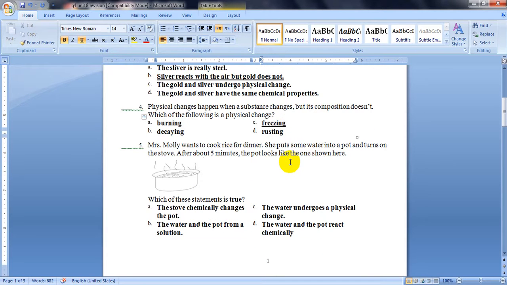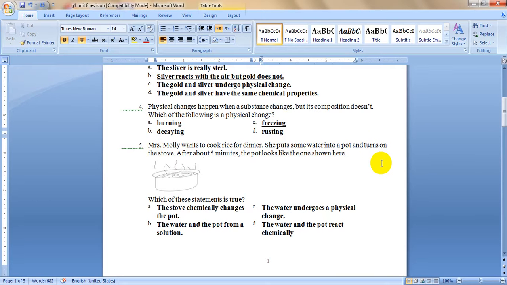Now, question number 5. Mrs. Molly wants to cook rice for dinner. She puts some water into a pot and turns on the stove. After about 5 minutes, the pot looks like the one shown here. Which of these statements is true? If we look here, we will find something flying out of the pot.